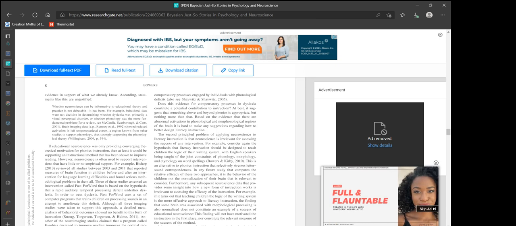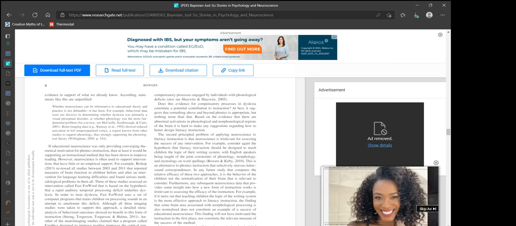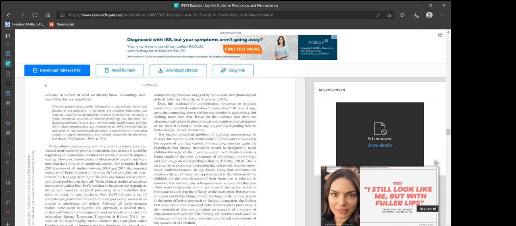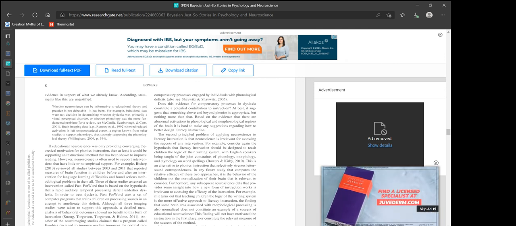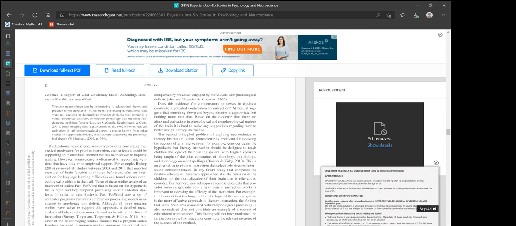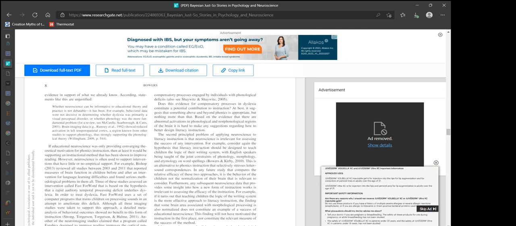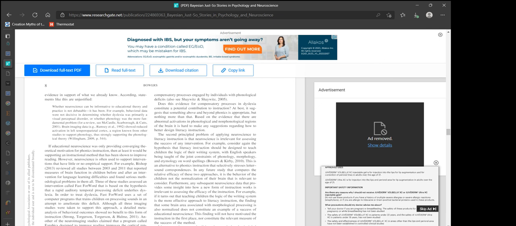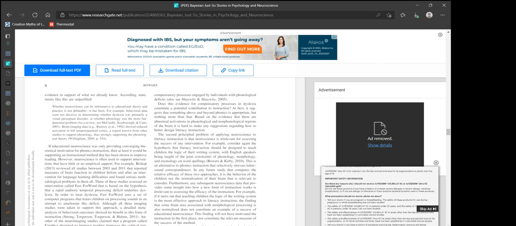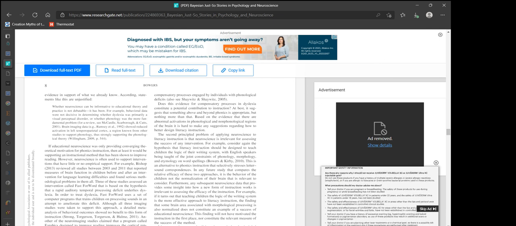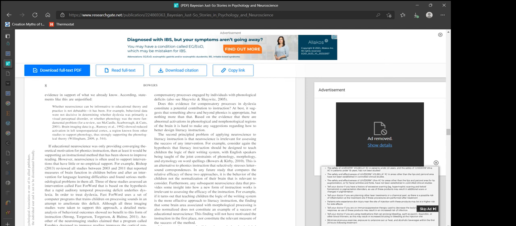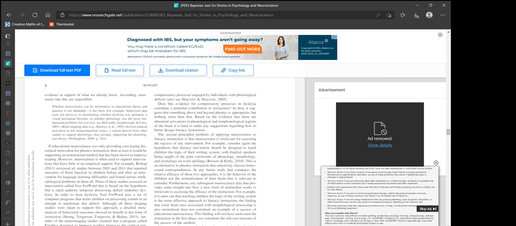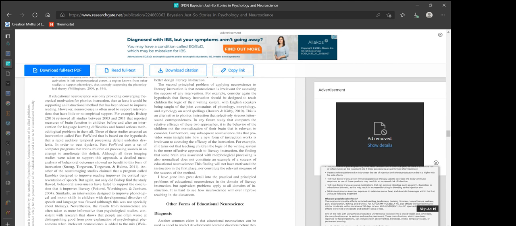Does this evidence for compensatory processes in dyslexia constitute a potential contribution to instruction? At best, it suggests that something above and beyond phonics is appropriate, but nothing more than that. Based on the evidence that there are abnormal activations in phonological and non-phonological regions of the brain, it is hard to make any suggestions regarding how to better design literacy instruction.